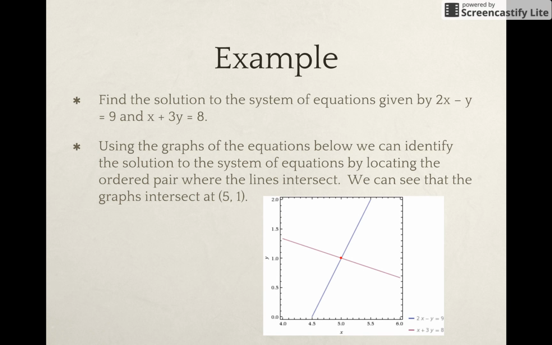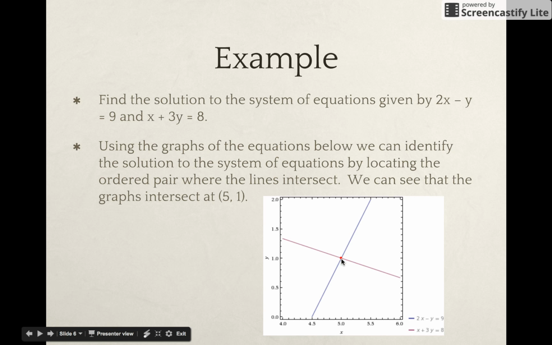Let's take a look at how we might use graphs to solve a system of equations. Here we have the system formed by 2x minus y equals 9 and the equation x plus 3y equals 8. If we graph both of these linear equations, we get the following graphs, represented here by the red line and the blue line. And we can see that those two graphs do intersect.